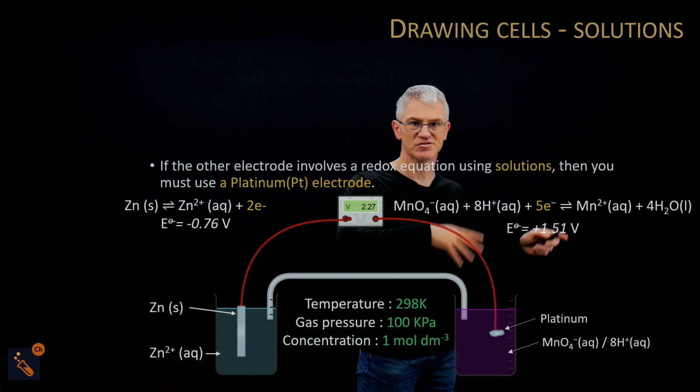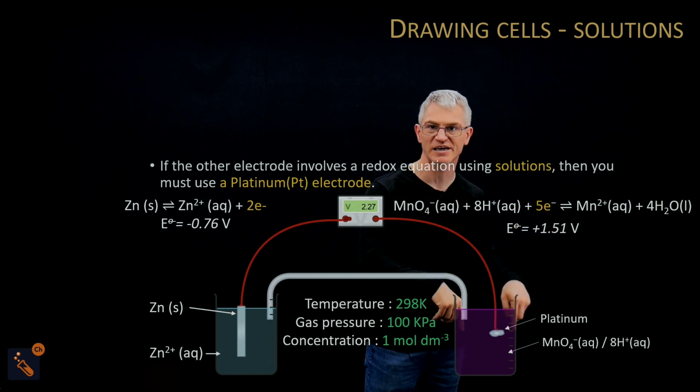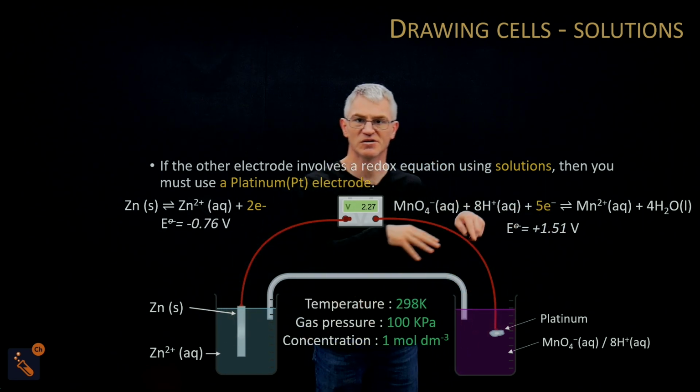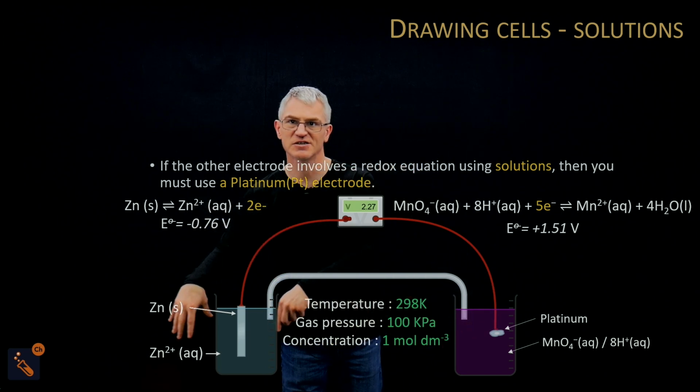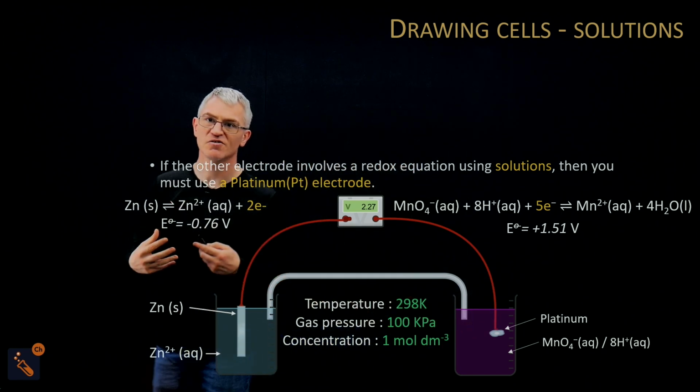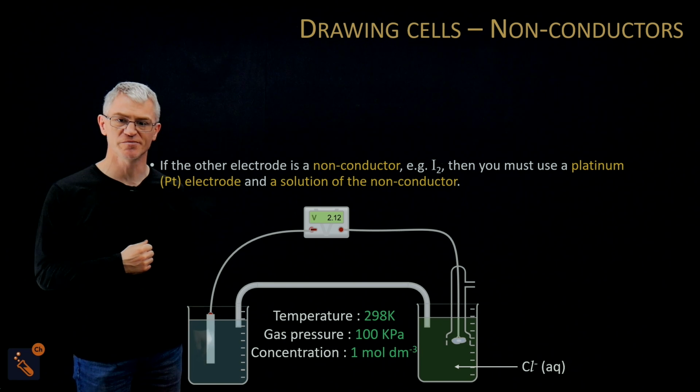We know we're gaining electrons on that side because it's the more positive number. We know that is the cathode, that is the anode. We know that is the positive electrode, that is the negative electrode. Okay. Right, let's move on to the last and final one.